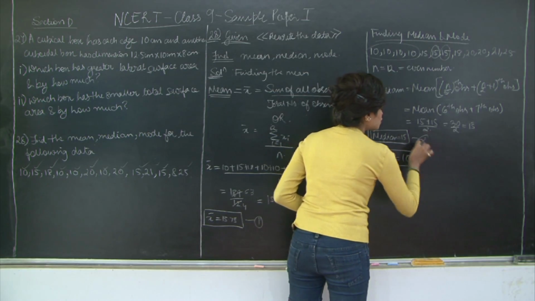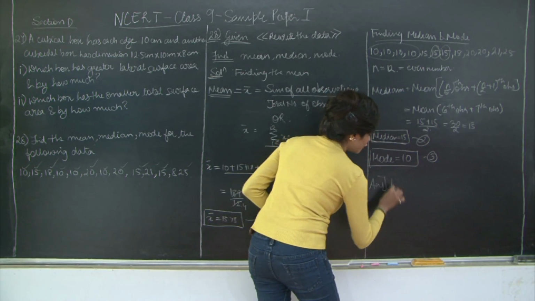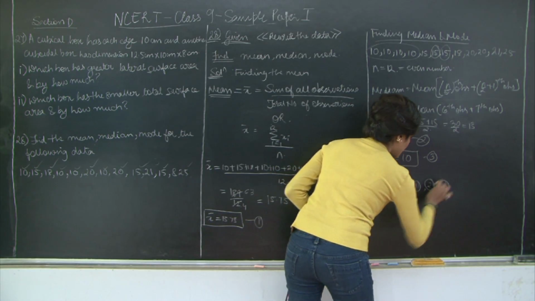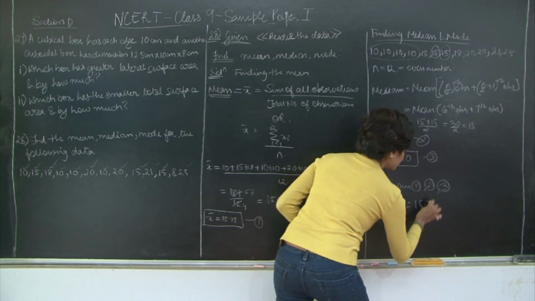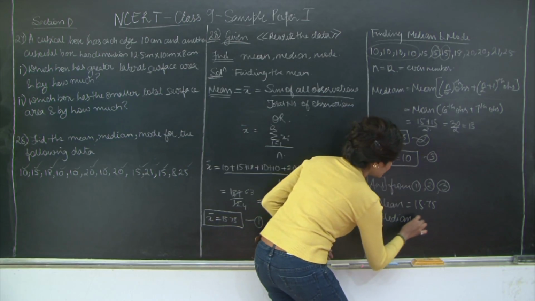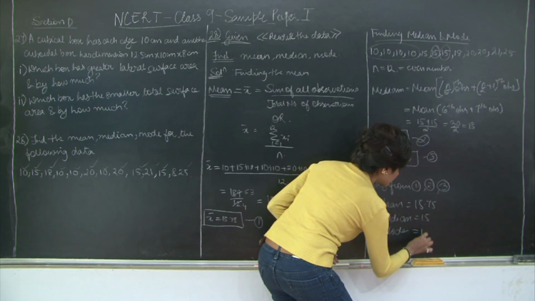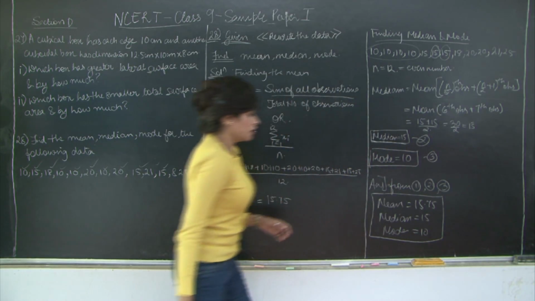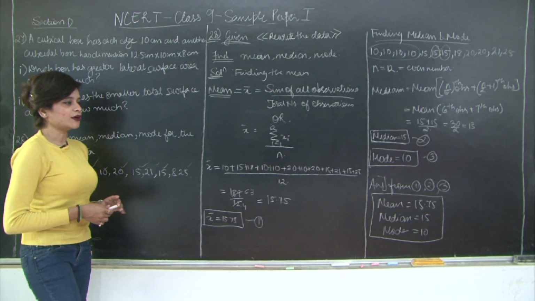Let's mark this as 2 and 3. So you'll write down your answer from 1, 2 and 3. What do you have? You have your mean as 15.75, median as 15 and mode as 10. So this is the solution to the last question of sample paper 1.